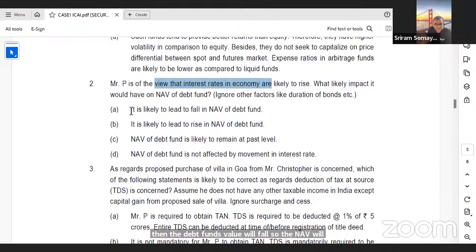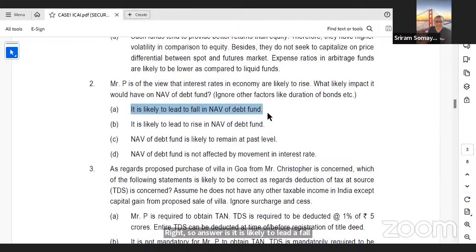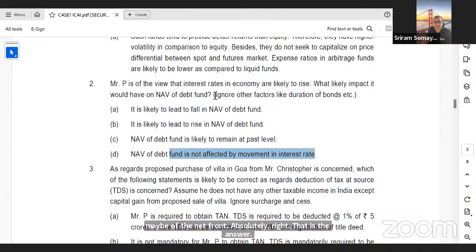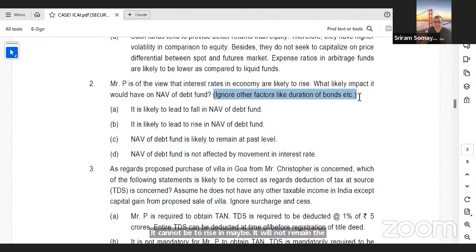Right. So answer is, it is likely to lead to a fall in NAV of the debt fund. Absolutely right. That is the answer. It cannot lead to a rise in NAV. It will not remain the same. Is not affected by movement. All of them are wrong. See, also they said ignore other factors like duration of the bonds and all of that. It's a fairly simple question. There is nothing complicated in it. Answer is option number 2. It will likely lead to a fall in NAV.